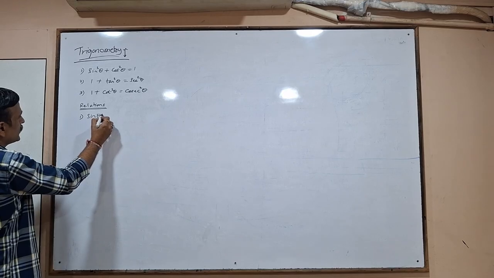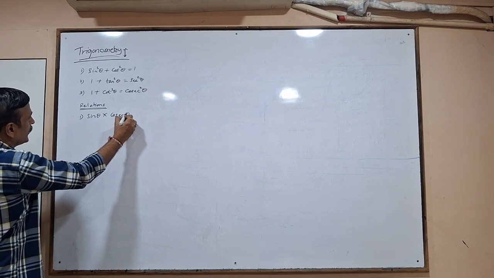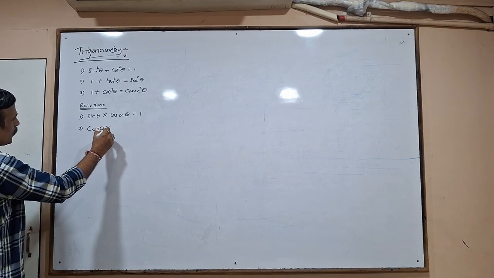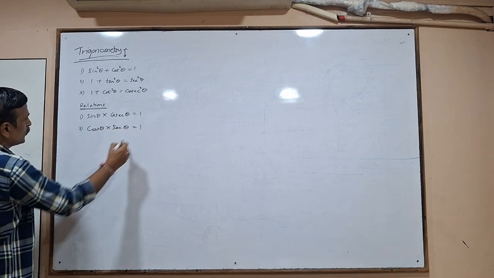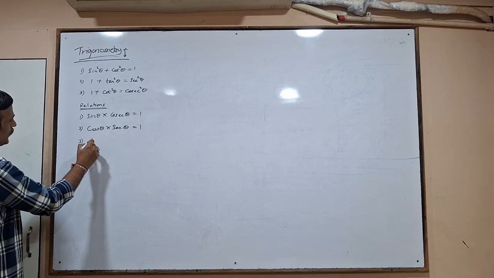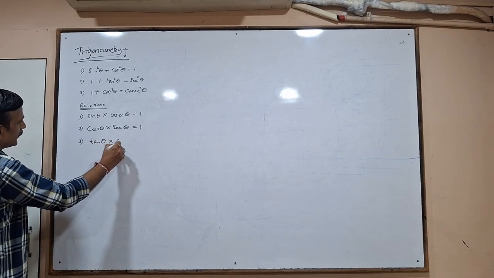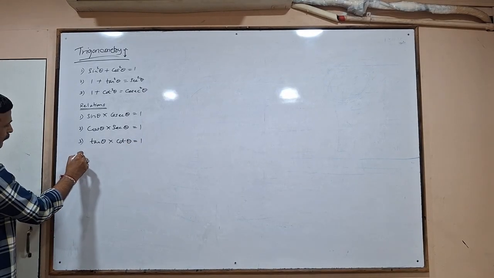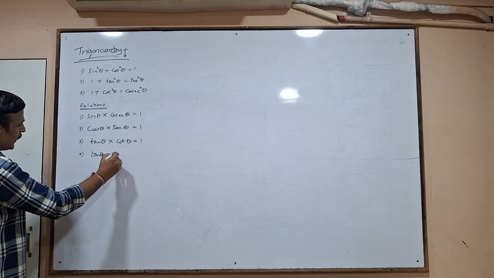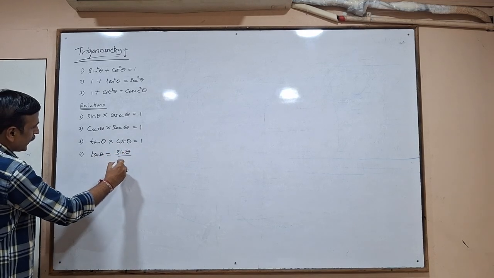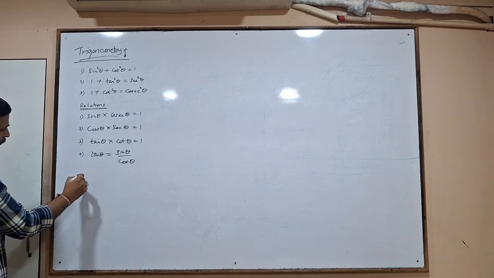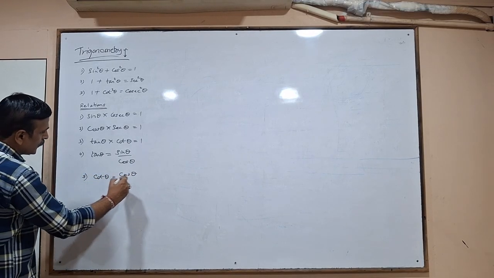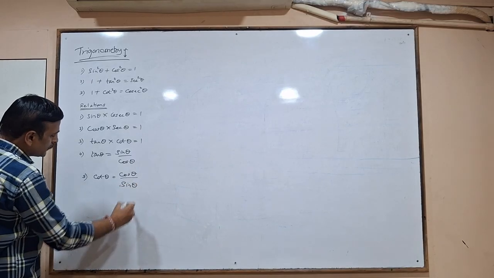First, sin theta into cosec theta is 1. Second, cos theta into sec theta is 1. Third, tan theta into cot theta is 1. Fourth, tan theta is sin upon cos and cot theta is cos upon sin.